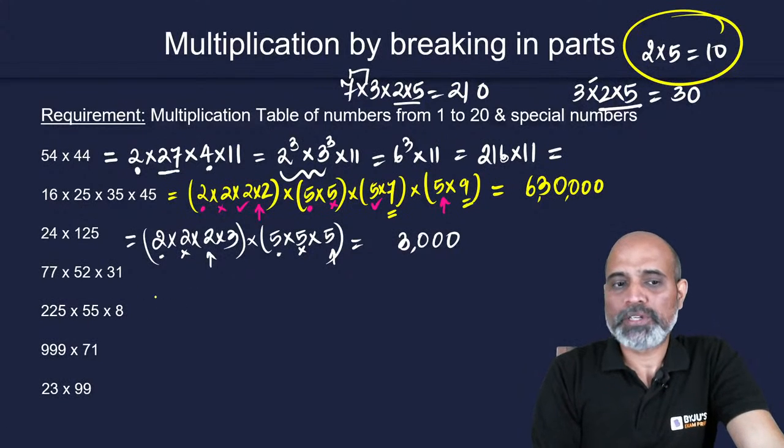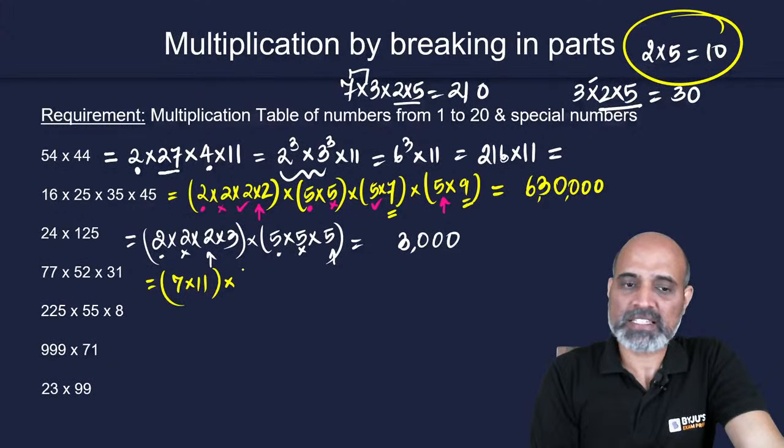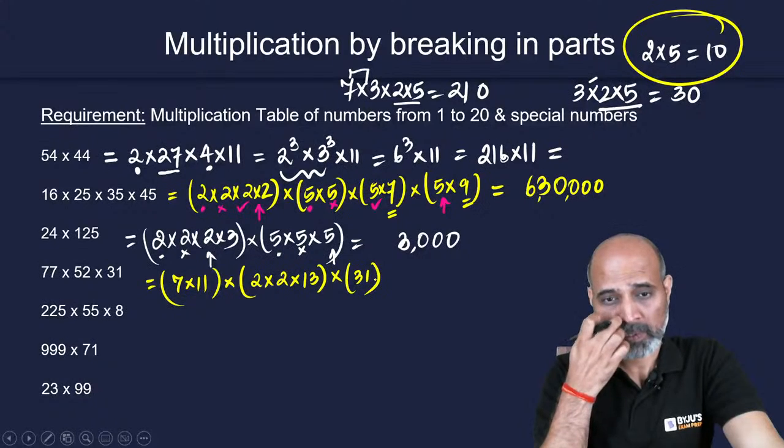77 into 52 into 31. 77 can be written as 7 into 11. 52 can be written as, shall we break this down? ठीक है. 2 into 2 into 13, that is 13 into 4, and 31 will remain as such. ठीक है?